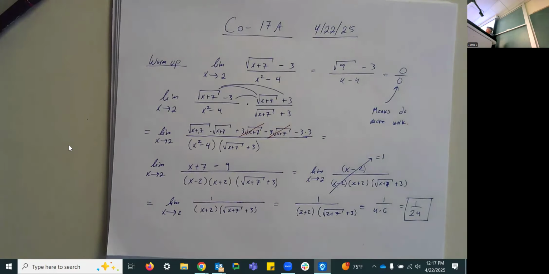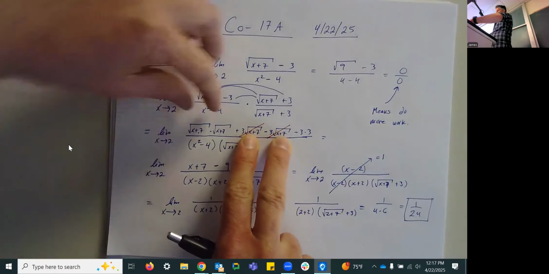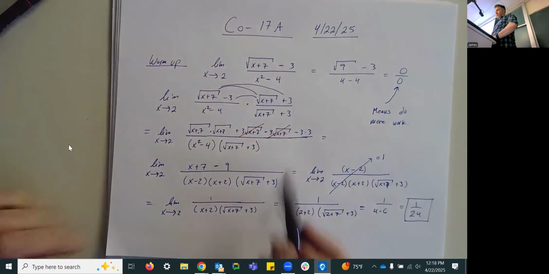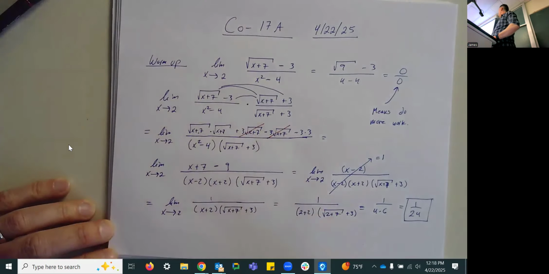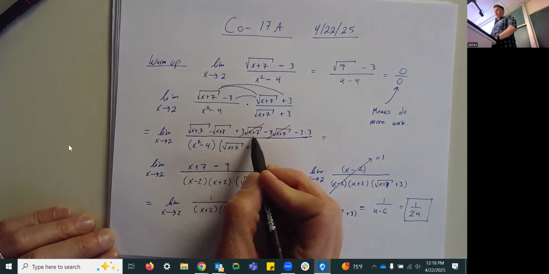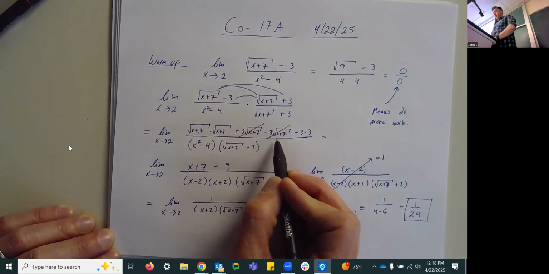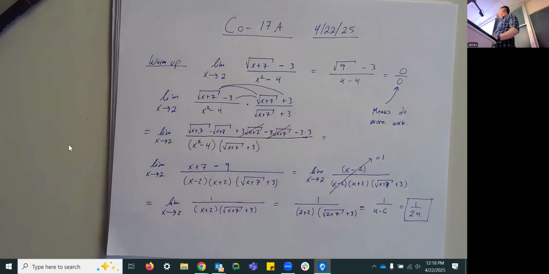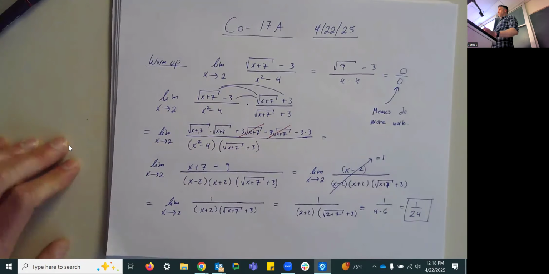Well, I should ask which square roots, the ones here or the ones here? These ones? So those added to 0 because, and this always happens when you multiply conjugates together, the middle terms are always going to be the same except opposites. So the positive 3 times the square root of x plus 7 and the negative 3 times the square root of x plus 7, those add together to 0. And that's always going to happen.